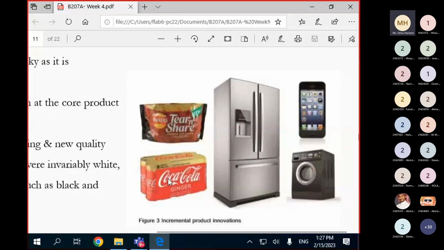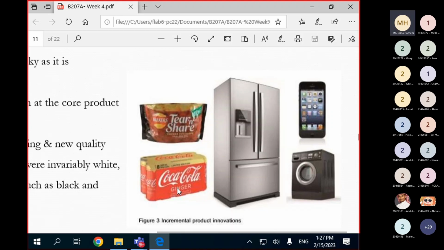For example, this Coca-Cola ginger. How is it innovative? It's a new flavor, exactly. So this is an example of innovating in the flavor. Coca-Cola ginger, I have never tasted that actually. I don't know how it would taste. All right, so the innovation here comes in the product design itself. So the ingredients, what they put together.